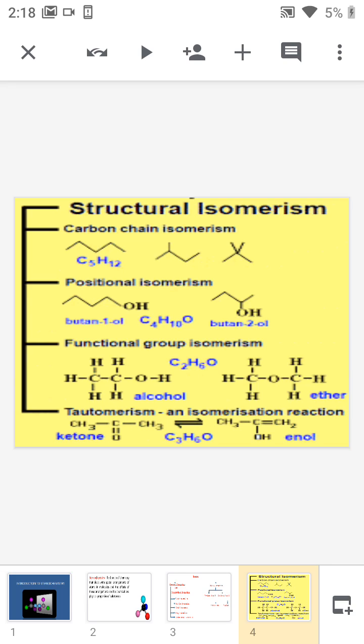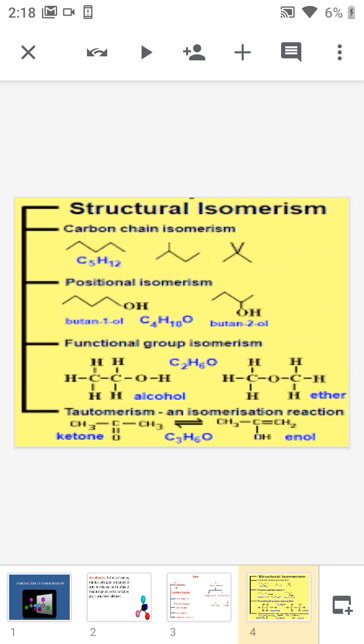The third category is functional group isomerism. Functional group isomerism means isomers that differ in the functional group. For example, alcohol and ether. Both of them have the same molecular formula, but the functional group in the alcohol is OH, whereas in the ether it is the O.